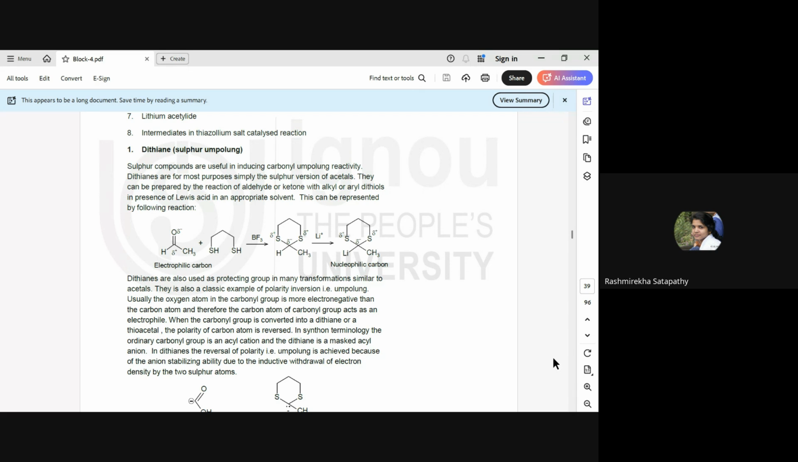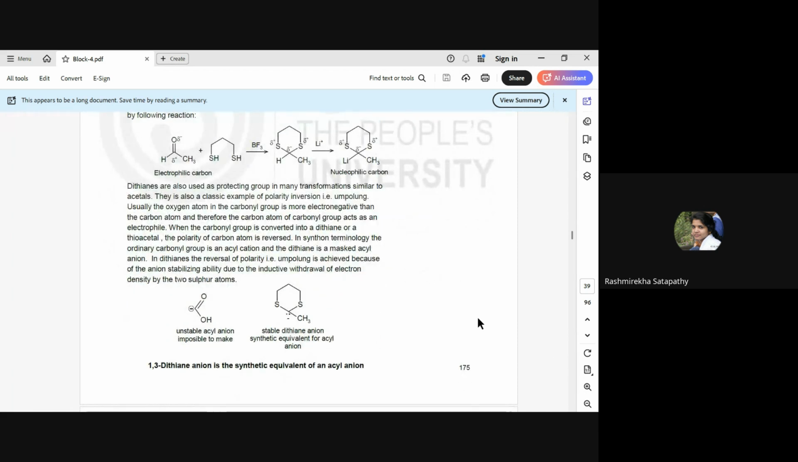Dithianes are also used as protecting groups for carbonyls, similar to acetals, in many transformations. There is also a classic example of polarity inversion. You can see the unstable acyl anion, impossible to make. This is the stable dithiane anion, a synthetic equivalent for the acyl anion. Umpolung, there is a polarity inversion.